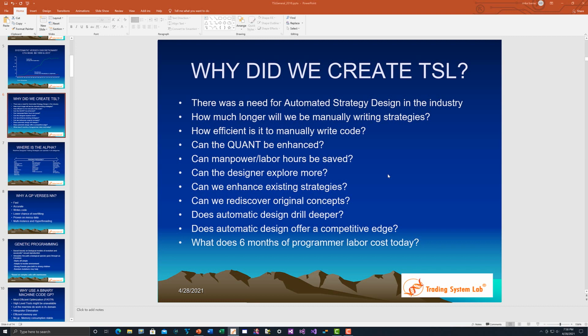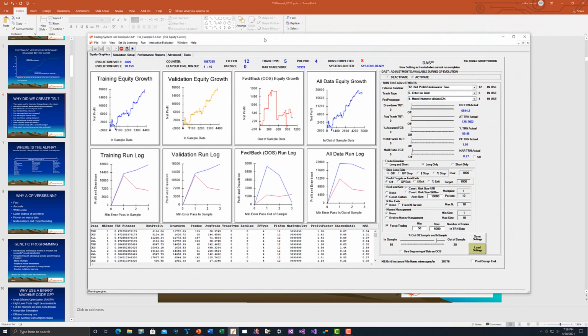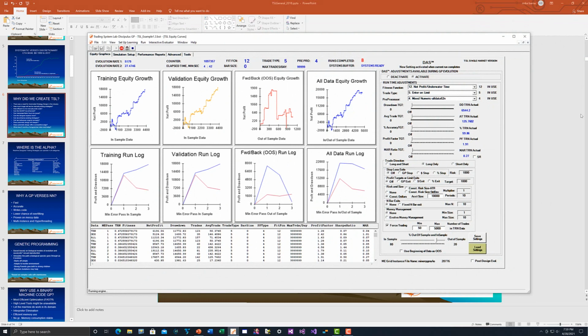Well, after spending a great deal of time prototyping the project, it was very clear to me that yes, this was going to be a very important breakthrough. It was going to enhance the design capability of the quant. It was going to make designing easier, faster, better, with less of a chance of overfitting the data.